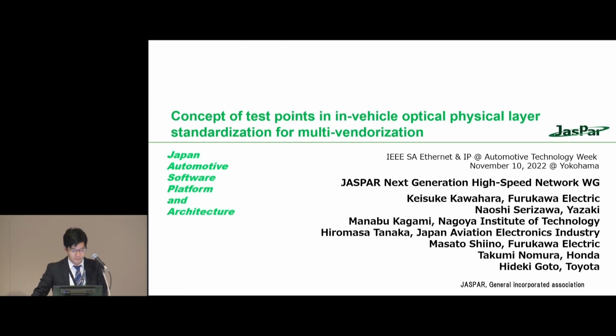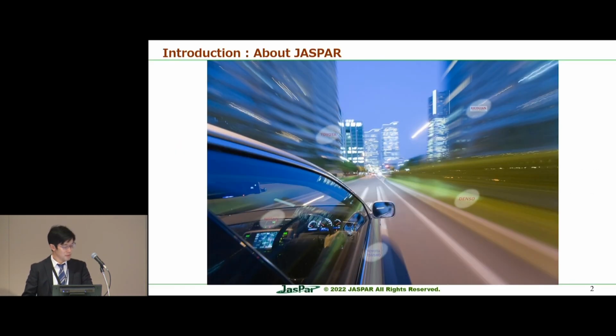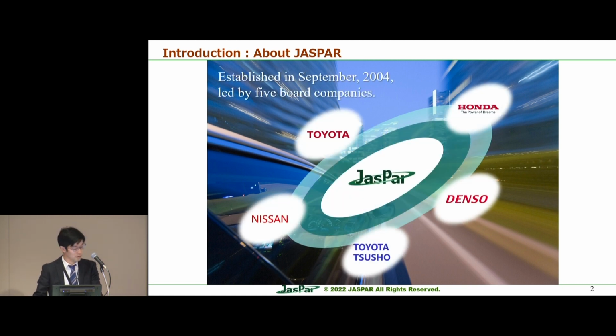Hello everyone. I will make a presentation on the concept of test points in in-vehicle optical physical layer standardization for multi-vendorization from JASPAR. First, I will introduce JASPAR. This slide and the next slide are the same as in the presentation JASPAR just gave, so I will describe them briefly.